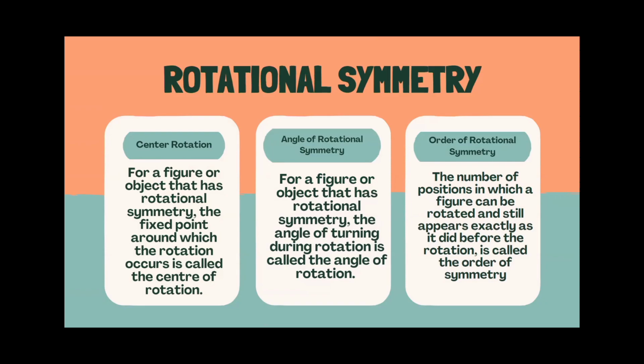Next is the angle of rotational symmetry. For a figure or object that has rotational symmetry, the angle of turning during rotation is called the angle of rotation. And the last one is the order of rotational symmetry. The number of positions in which a figure can be rotated and still appear exactly as it did before the rotation is called the order of symmetry.